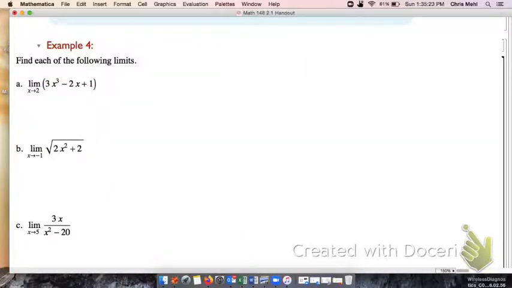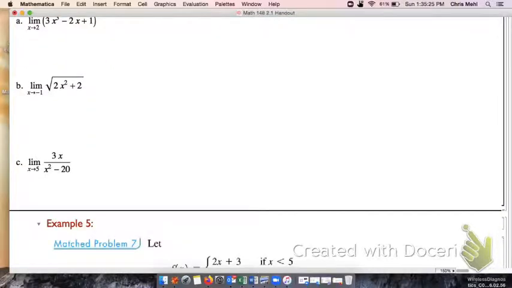Okay, and part C. This is a rational function, and for rational functions, what I suggest that you always do is, it's probably a good idea, it's not really necessary. Actually, you know what? I'm not actually going to do this. It says that if a rational function is defined at the limiting value, again, the limit is just going to be the value of the function itself.